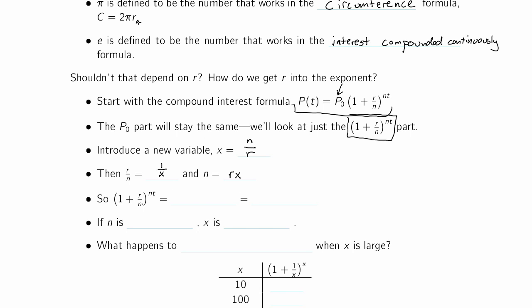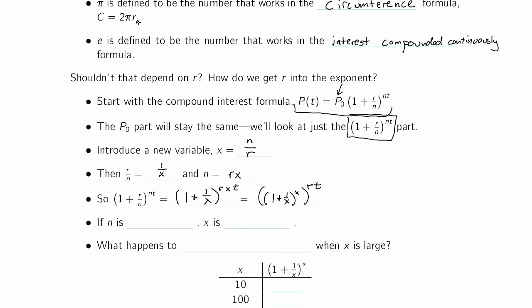So that means we can rewrite this expression in terms of an x and without an n. We have 1 plus 1 over x to the nt, so r times x times t. Why do we want to do that? Well, we can have something with just an x in it that we're now raising to the rt power. This is how our interest rate gets into the exponent.